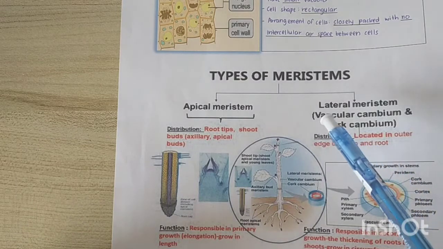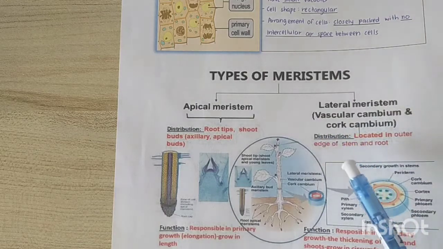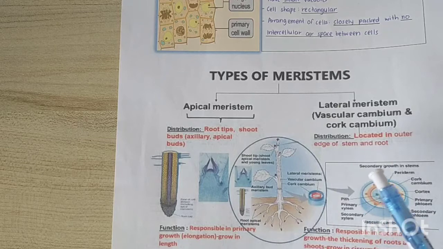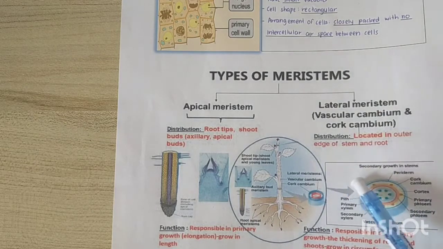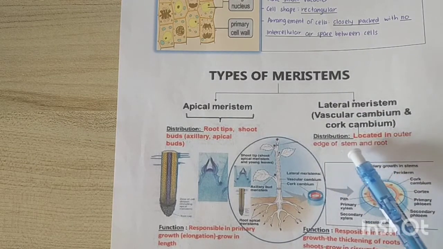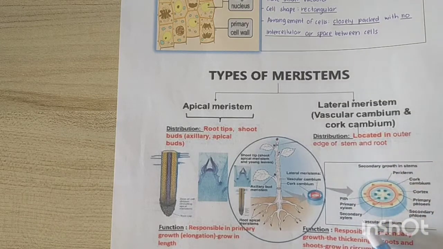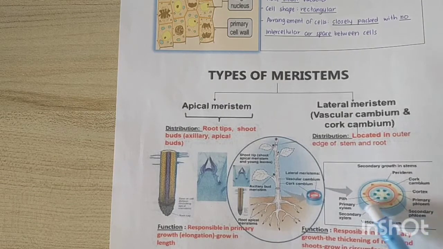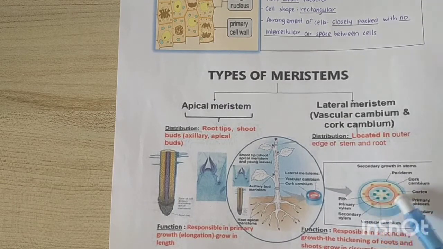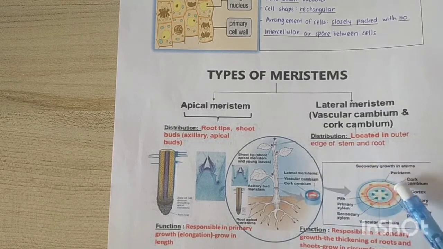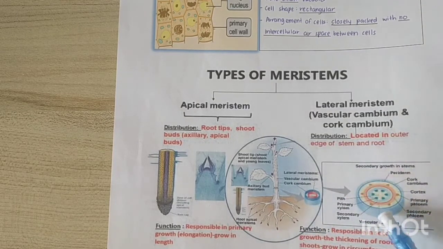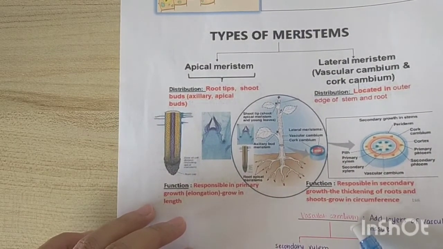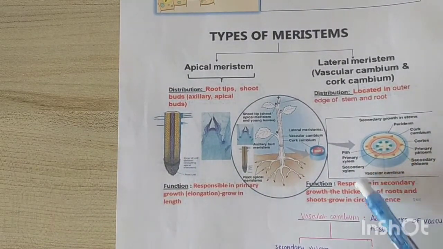What is the difference with lateral meristem? If you look here, there is the vascular cambium and also the cork cambium. The distribution of the lateral meristem is found in the outer edge of stem and root. So let's say this is the stem, and this is the vascular cambium. Kalau kita tengok the position of the lateral meristem, dia akan berada pada outer edge of stem and root. So this is the vascular cambium.